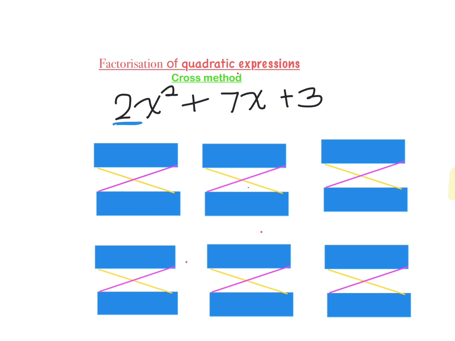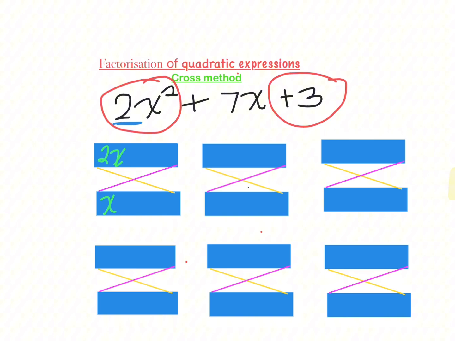So what we do is we're going to look at the first term and the last term. The first term here we have 2x squared. The last term here we have 3. Then we're going to get factors of the first term. In this case we have 2x squared. We will have 2x and then an x. So 2x and x here are factors of 2x squared. And then we're going to get the factors of 3, or the last number.